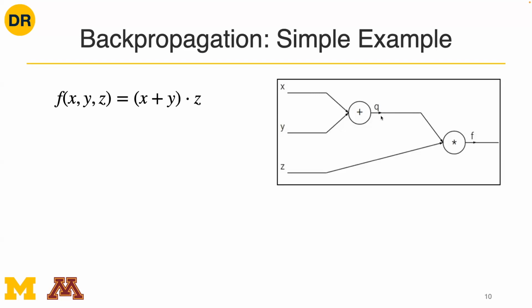And then the final output of the function is the result of taking that intermediate value q, which was x plus y, and multiplying it by the other input value z to arrive at the final output. So that's the way you should read these computational graphs, from left to right, where every node within the graph represents some algebraic expression operating on either an intermediate variable or an original input variable.